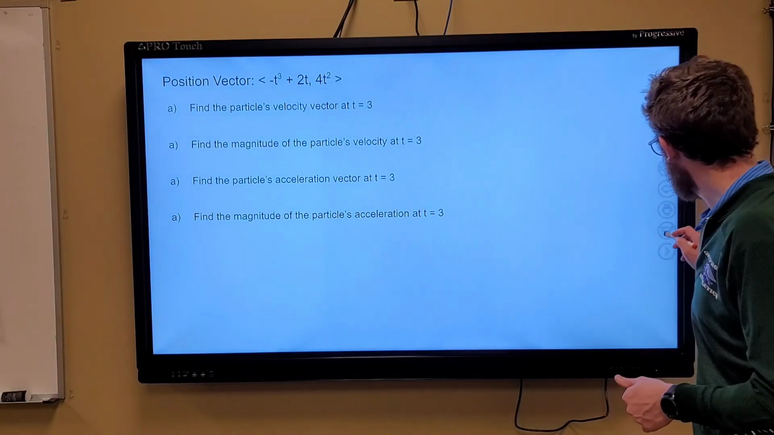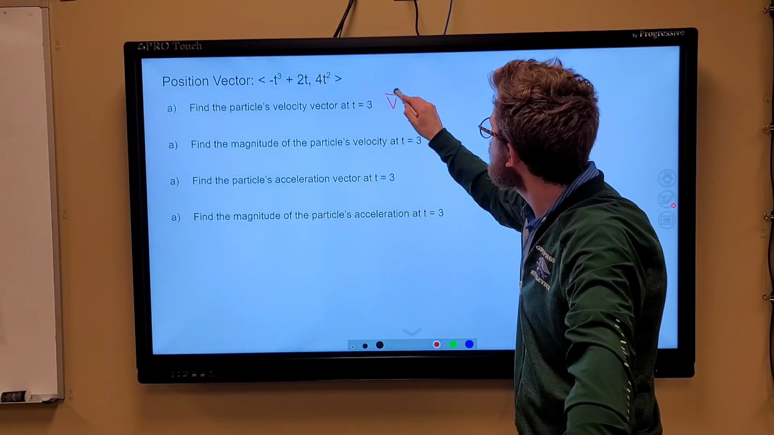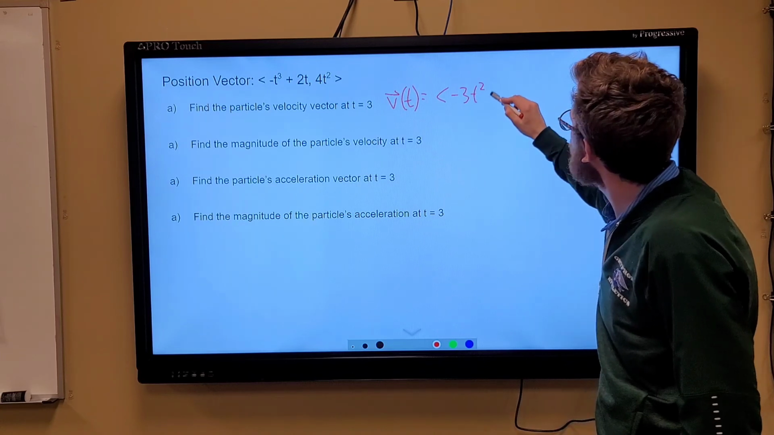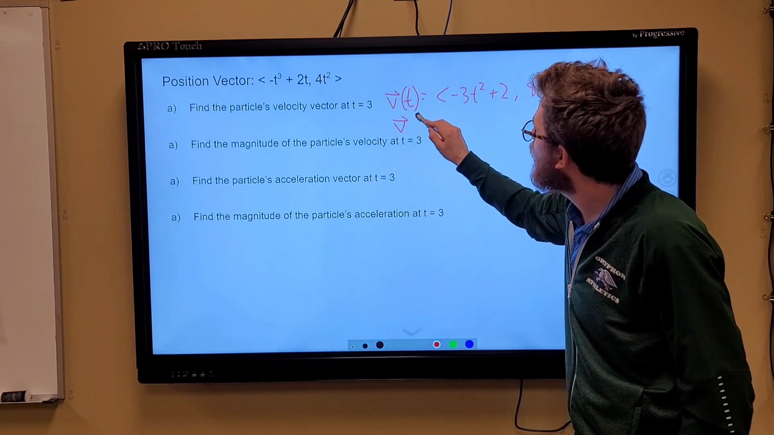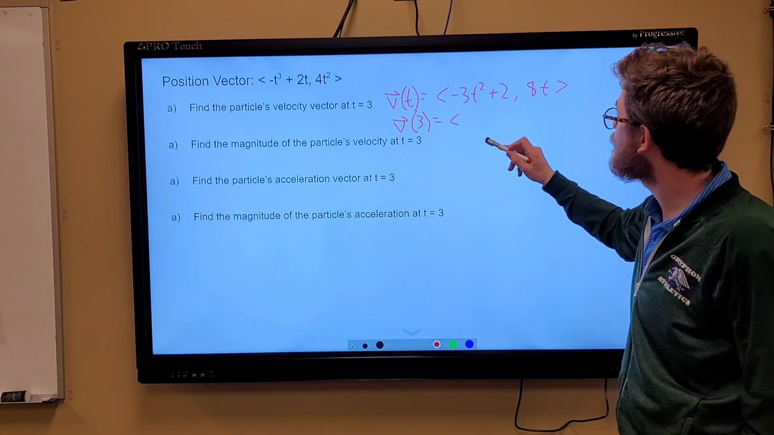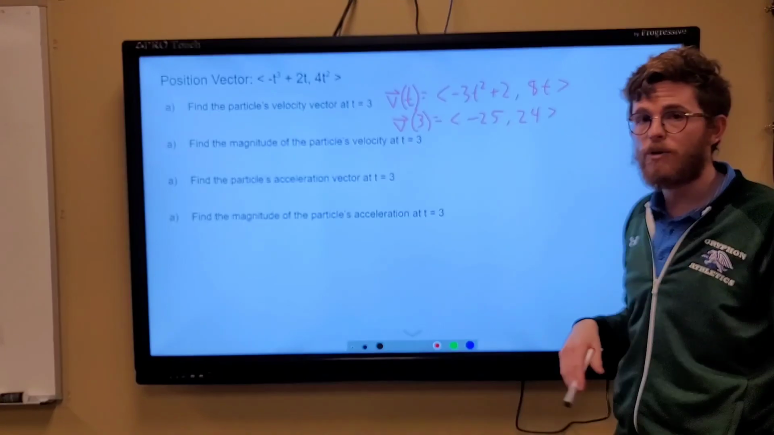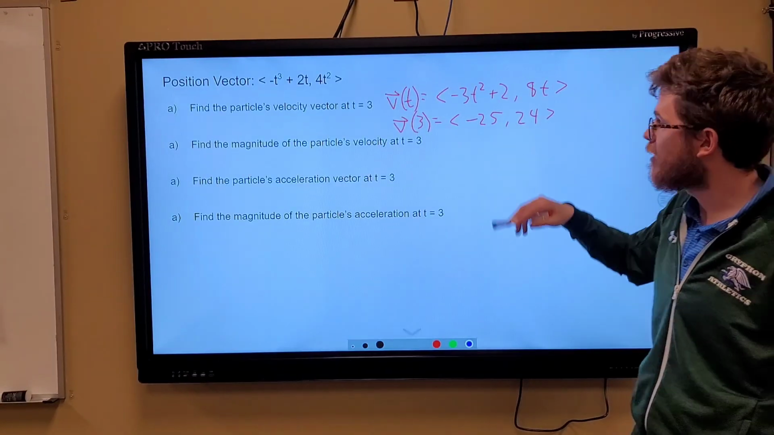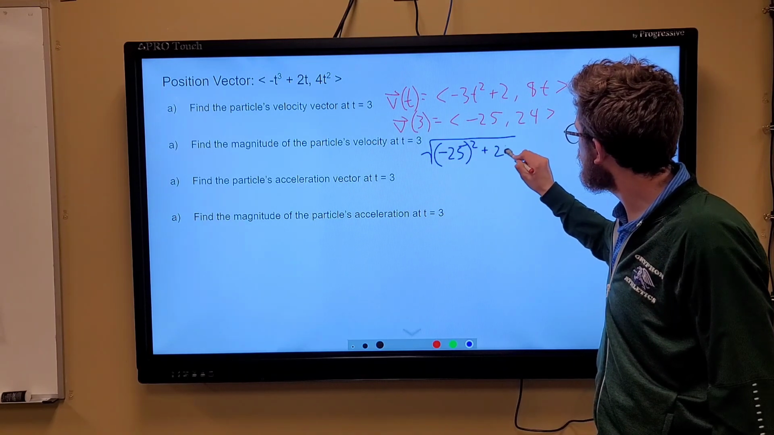Good, now let's try it ourselves. Well, sorry, you just tried it, now it's time for me to try it. The velocity vector would be negative 3t squared plus 2, comma 8t. The velocity vector at 3, no one's here to tell me if I did anything wrong, so I hope I'm getting all this for you. The velocity vector, the magnitude would be the square root of negative 25 squared plus 24 squared.